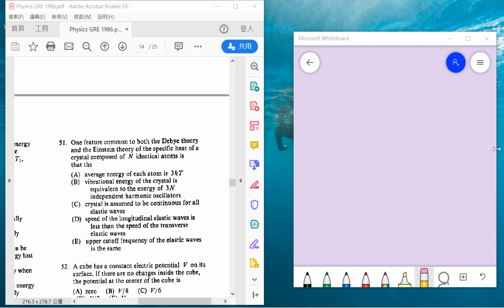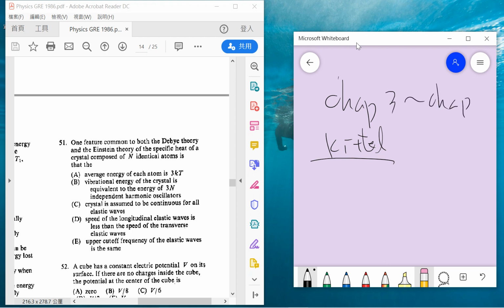Okay, so 51, one feature common. Remember, it's common to both Debye and Einstein theory of specific heat of a crystal composed of N identical atoms. This is a difficult question, so I suggest you go to the solid state physics textbook, chapter 3 and chapter 4. So the answer is B.